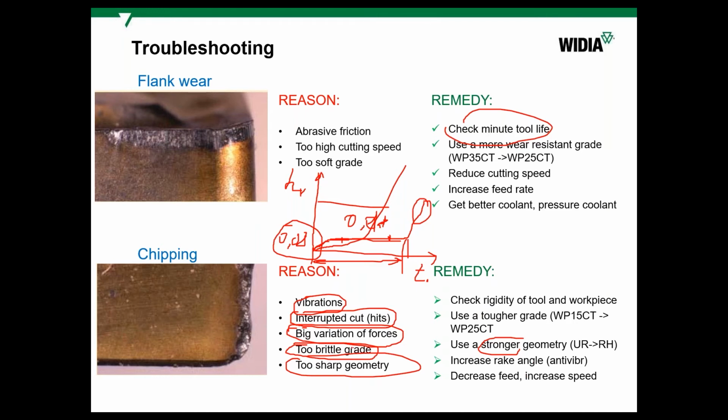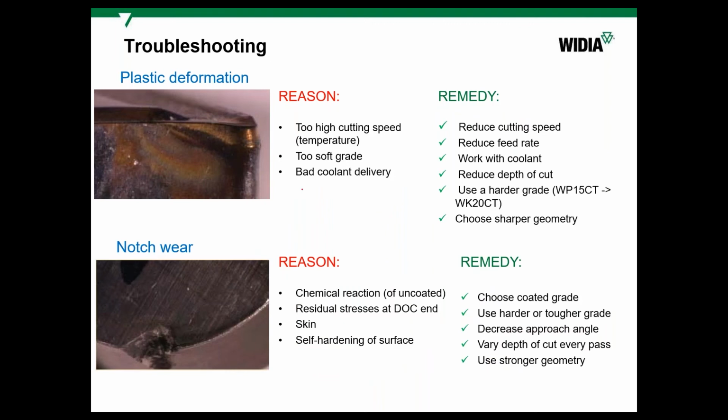If there is a vibration due to a component that is very thin, for example, and it vibrates because of that, we can choose a sharper geometry, not, for example, UR, but EML, or maybe a positive insert, from negative CNMG to CCMT, for example. Or use a tougher grade, more resistant to chipping, to brittle type of wear. For example, from WP15 go to WP25.